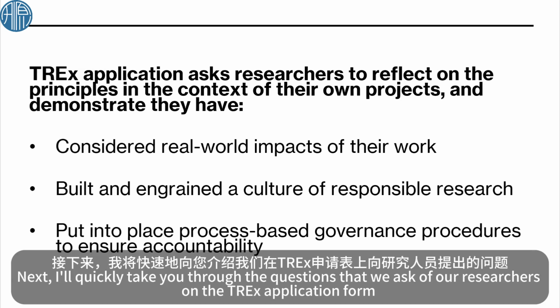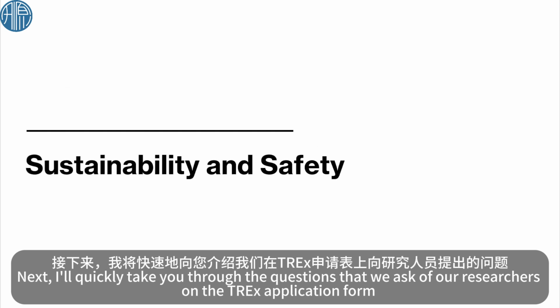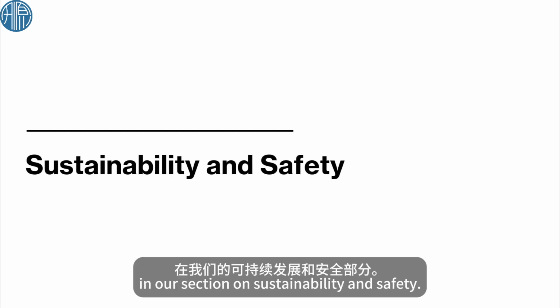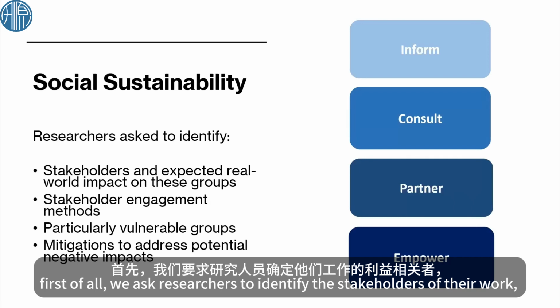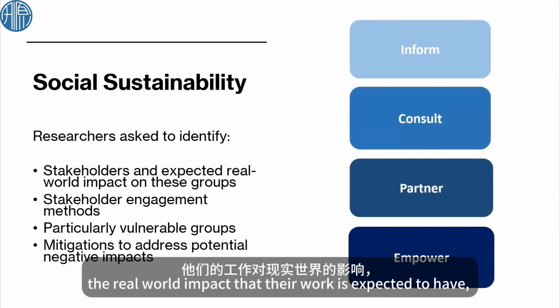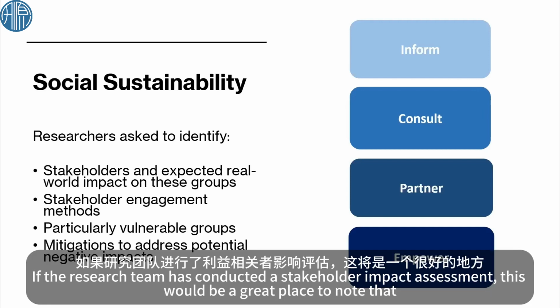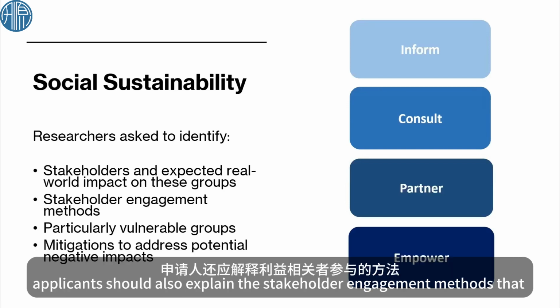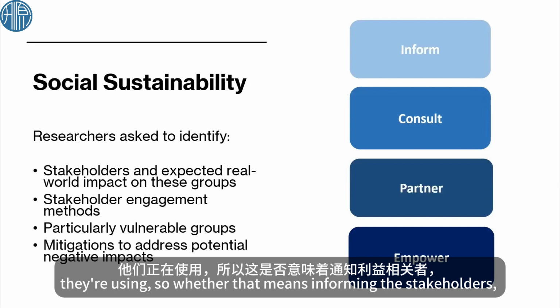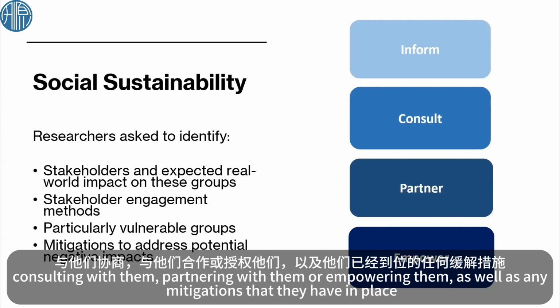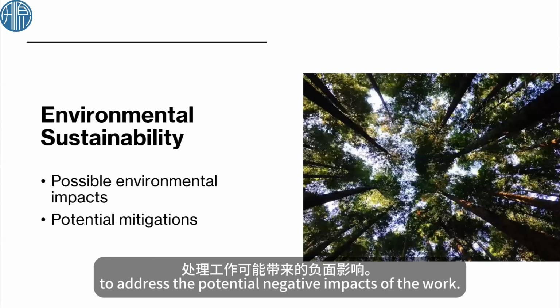Next, I'll quickly take you through the questions that we ask of our researchers on the TREX application form. In our section on sustainability and safety, first of all, we ask researchers to identify the stakeholders of their work, the real-world impact that their work is expected to have, and any groups that might be particularly vulnerable to the anticipated impacts. If the research team has conducted a stakeholder impact assessment, this would be a great place to note that. Applicants should also explain the stakeholder engagement methods that they're using. So whether that means informing the stakeholders, consulting with them, partnering with them, or empowering them, as well as any mitigations that they have in place to address the potential negative impacts of the work.